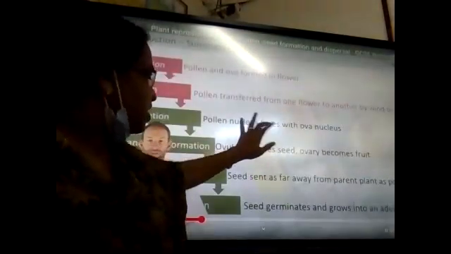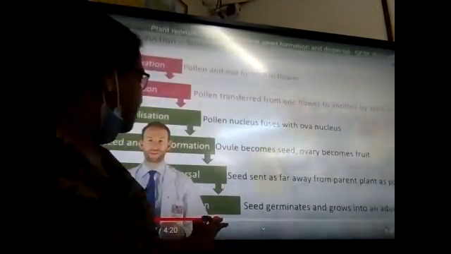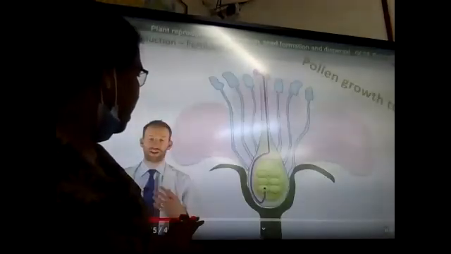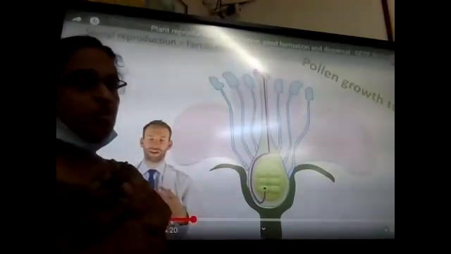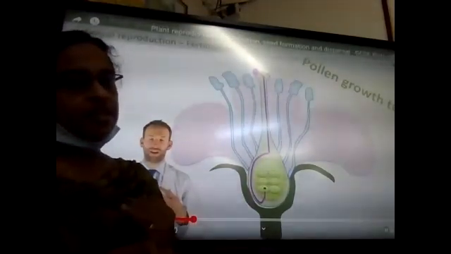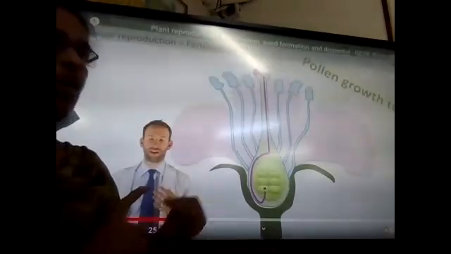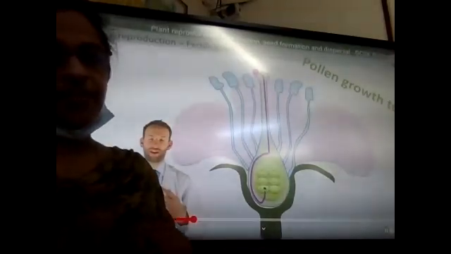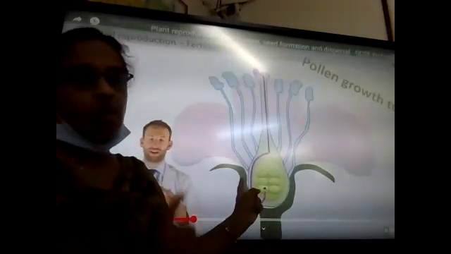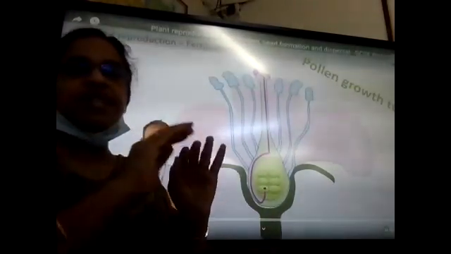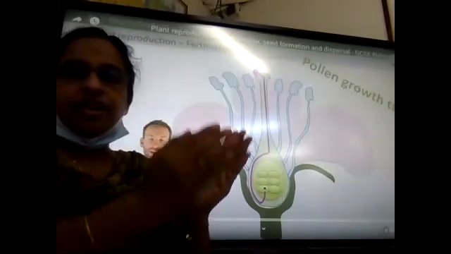So did you get the three structures? Okay, so the first one, the fertilized ovule becomes what? Seed. And the ovary becomes fruit. And the wall of the ovule becomes the seed coat, to cover and protect the seed.